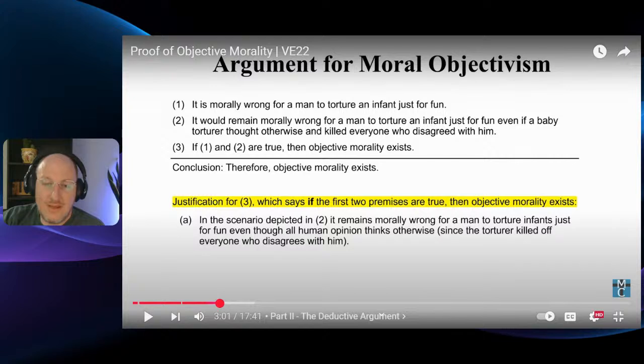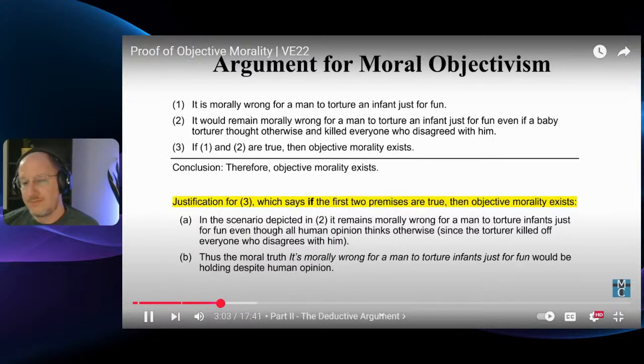Right, but again, you have the indexing ambiguity. In the scenario, it remains morally wrong for a man to torture infants just for fun, even though all human opinion thinks otherwise. So when you say it remains morally wrong, do you mean it stands independently wrong, or do you mean that it can be wrong relative to the standards of an appraiser evaluating this hypothetical scenario from outside of it? Those are both consistent with this. And so this does not appear to give us an answer that's only consistent with realism, and it doesn't entail that realism is true. It doesn't entail, in his phrasing, that objective morality exists. This argument does not work.